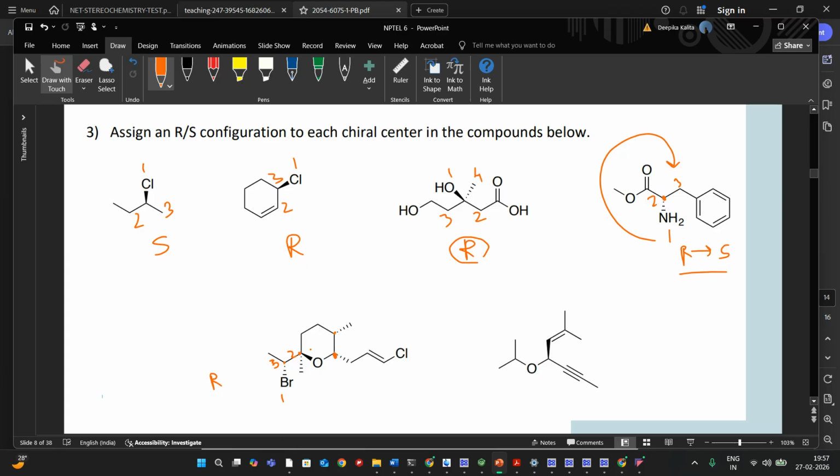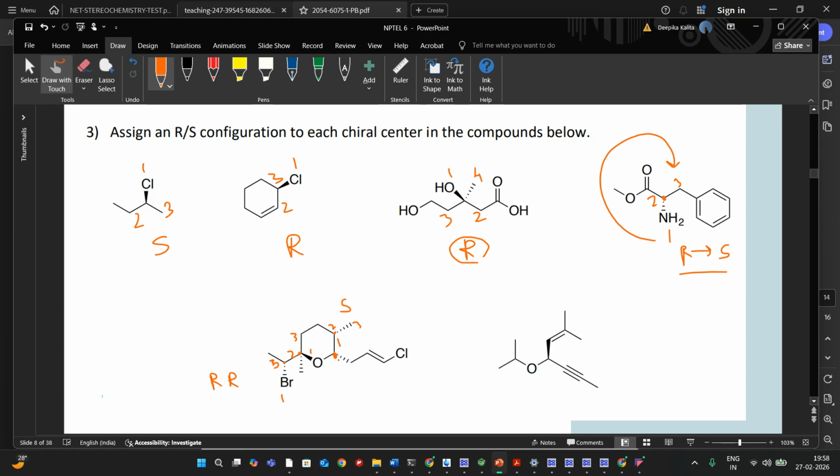For the second one, this is first, this is again second, this is third, and the fourth priority group is below the plane. Hence, the center is R again. Now we will move to this center. So this will be 1, this will be 2, this will be 3, and the fourth will be above the plane. So we will have to reverse it, and this center will be S.